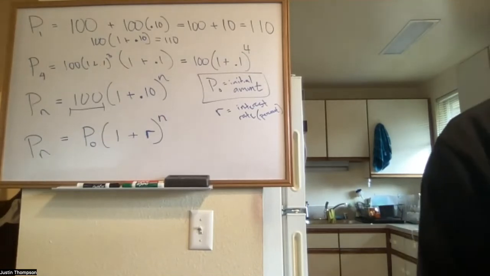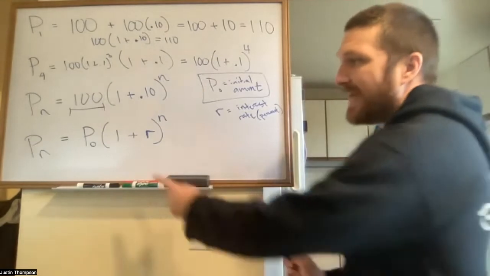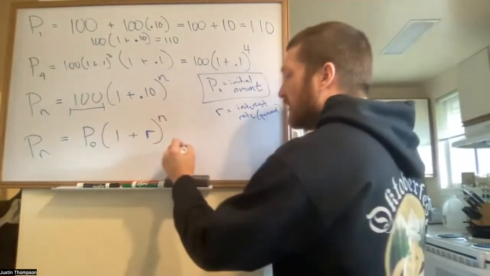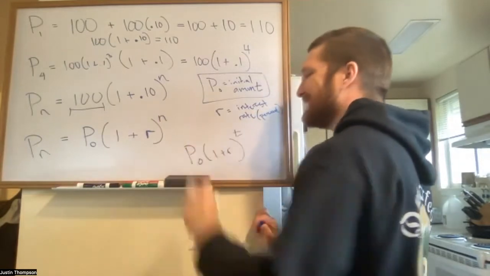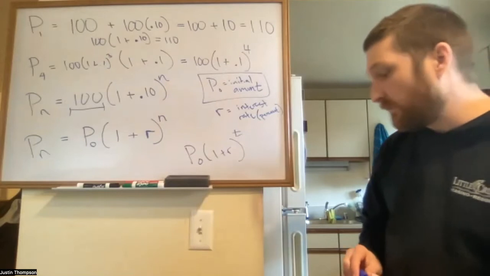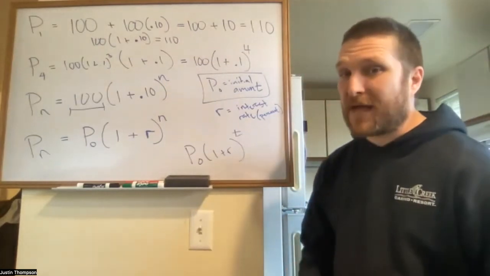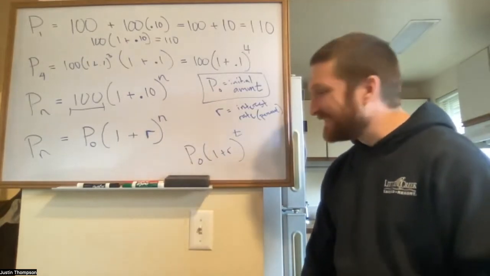Now, the way it is in your book is they use a t for time instead of the n, right? So P0 times (1 plus r) to the t, which is nice. And in fact, when we talk about this on Monday, we're going to go into compound interest, which is much more difficult.